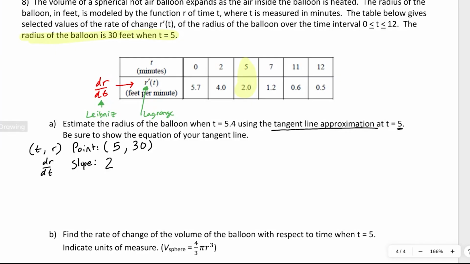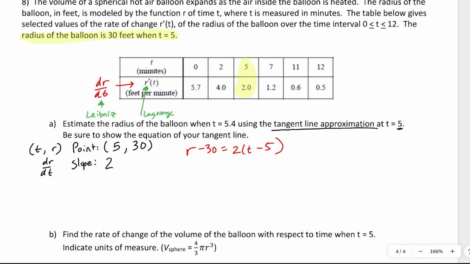All right, so now we have all the pieces to write our equation. Y minus 30 equals 2 times x minus 5. This is a tangent line approximation for the radius in terms of time. Maybe a better way of writing this, instead of using x and y, is to write t and r, just to make a little more sense in context.